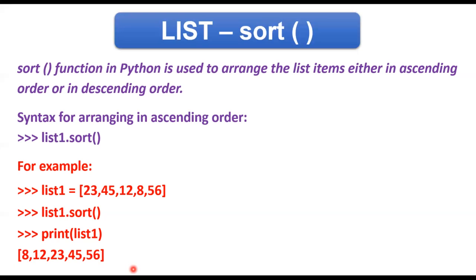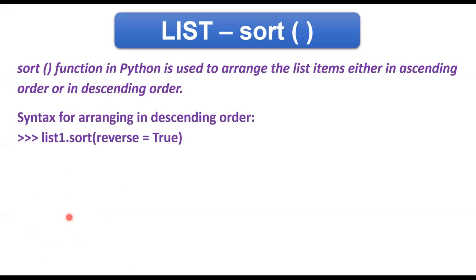Now we are going to understand how we can sort the elements of the list in descending order. So let's have a look. The syntax for arranging in descending order is list1.sort(reverse=True). Inside my sort function, I'm passing one argument having the Boolean value True. So if reverse is True, that means my list elements will be sorted in descending order.